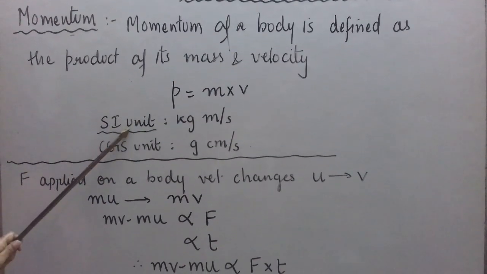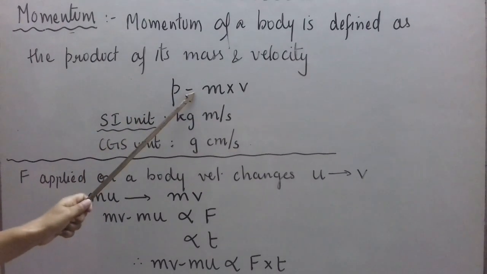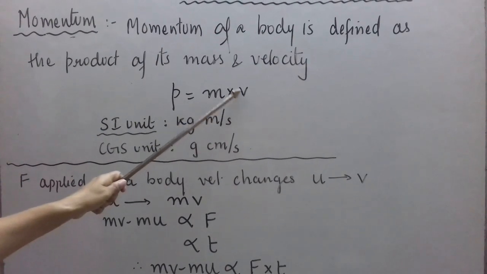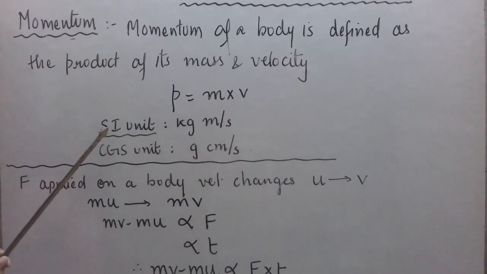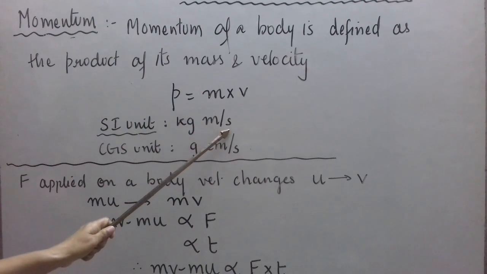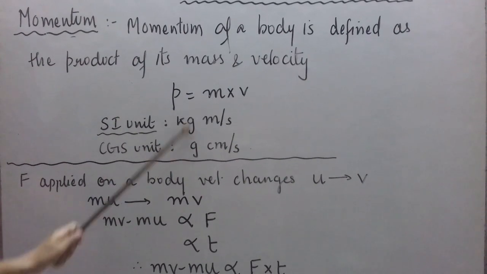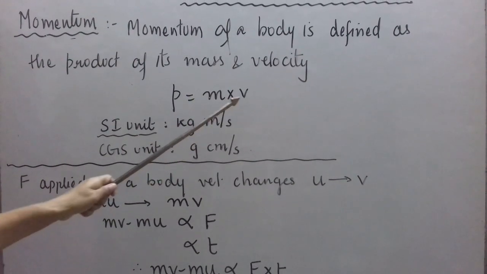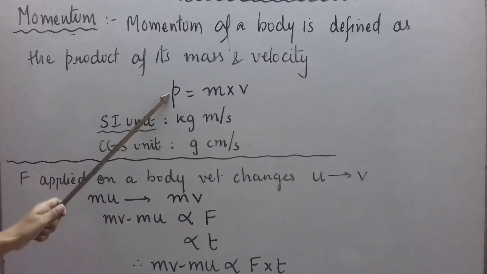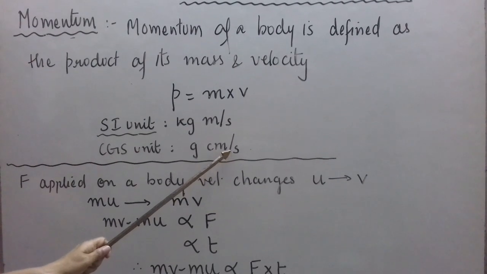What is the SI unit of momentum? See the formula. Always for the unit you should see the formula. Mass, SI unit is kg. Velocity, meter per second. So the SI unit of momentum is kg meter per second. The CGS unit of momentum: mass in gram, velocity in centimeter per second. So the CGS unit of momentum will be gram centimeter per second.